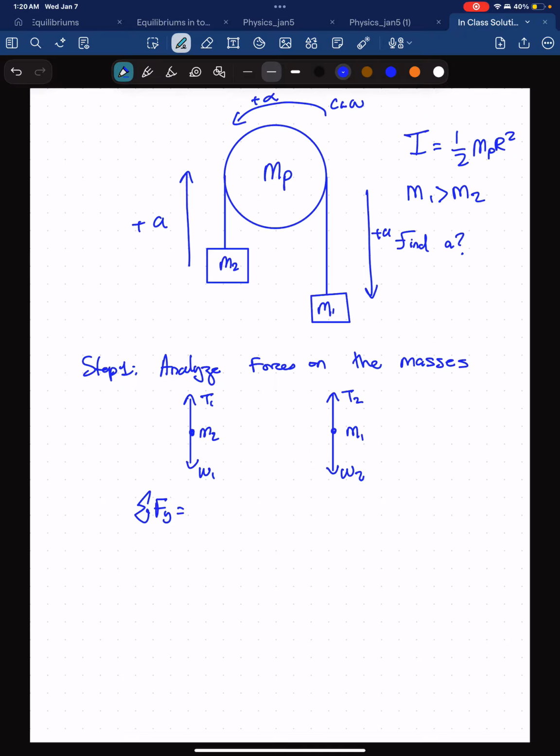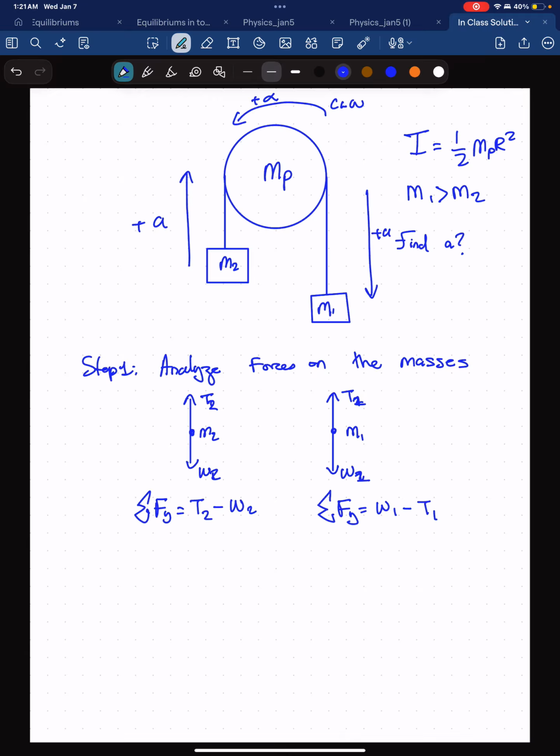So M2's tension will be positive. I have ones here, apologies. M1 and T1. All right, M2's tension will be positive. It's going to be T2, and the weight will be negative, weight 2. Then the same here, but it will be different. Here instead our weight will be positive, and our tension will be negative. All right, and that's all because of the direction of acceleration.